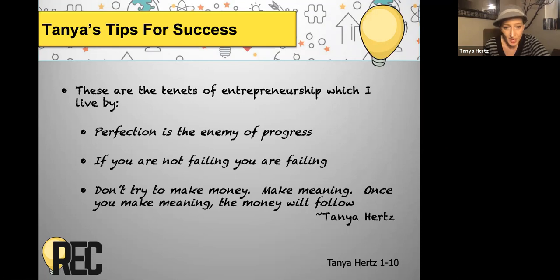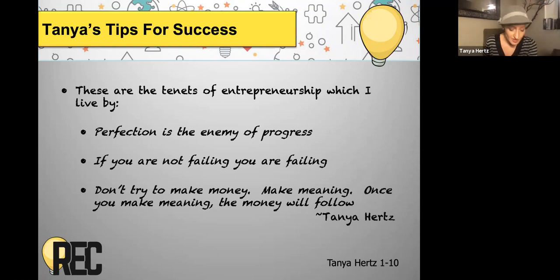If you're not failing, you're failing. You're supposed to fail in entrepreneurship. You're supposed to try and then fail. Venture capitalists are more likely to give you money if you've tried something and failed. Angel investors are more likely to give you money if you've tried and failed, instead of never trying at all.